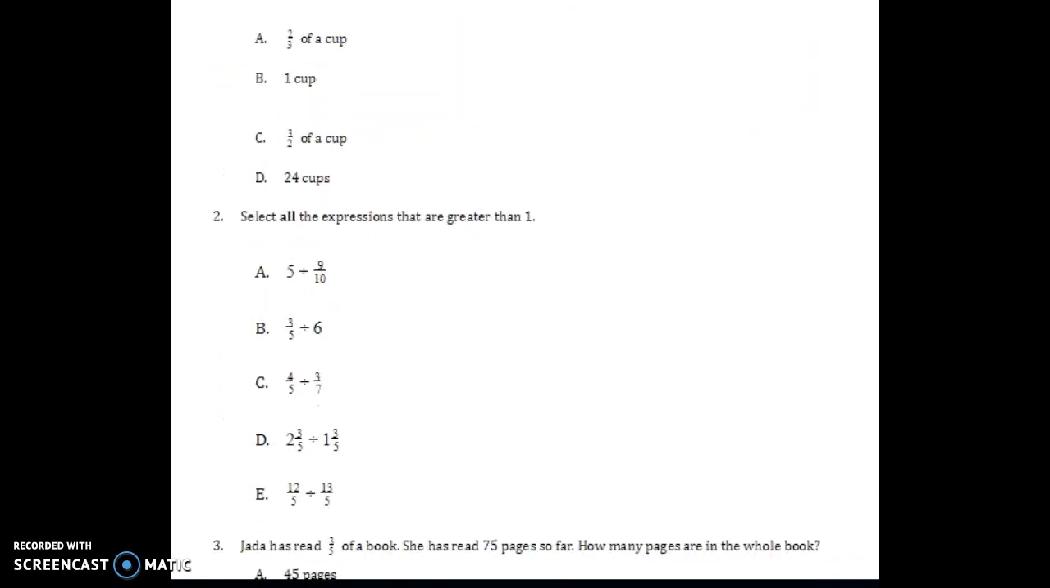Question 2. Select all the expressions that are greater than 1. A. 5 divided by 9/10. B. 3/5 divided by 6.